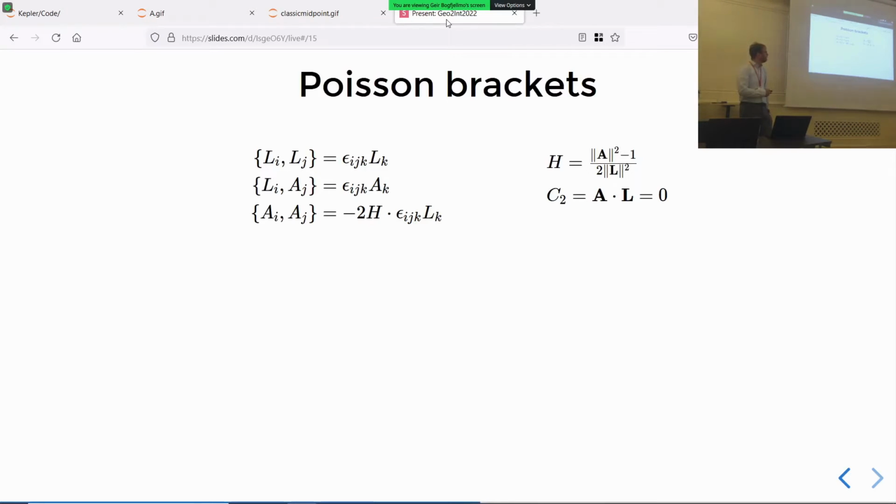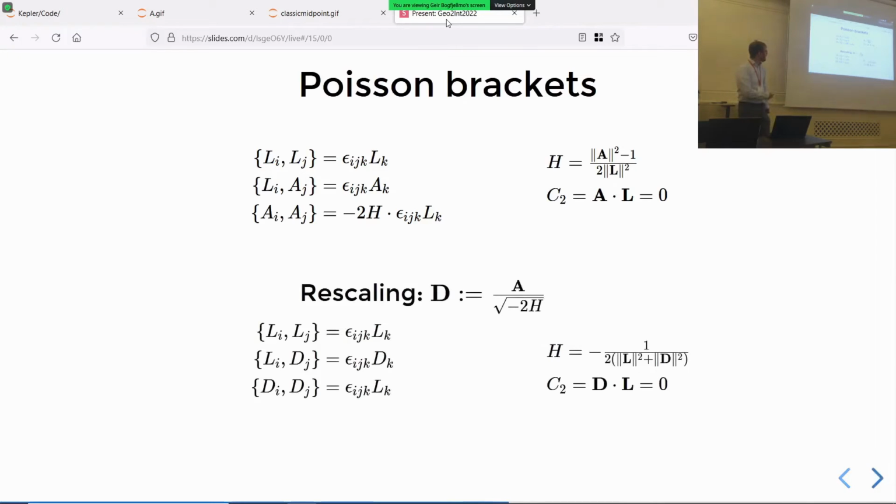And the Hamiltonian, you can check, is now a Casimir of this bracket. And this other condition that they have to be orthogonal, that's given by C2, which is the inner product of them, and that's another Casimir of this bracket. I'm using A and L, so now I have a 6-dimensional Poisson manifold. But I get a Casimir, and one level set of the Casimir corresponds to the physical orbit.